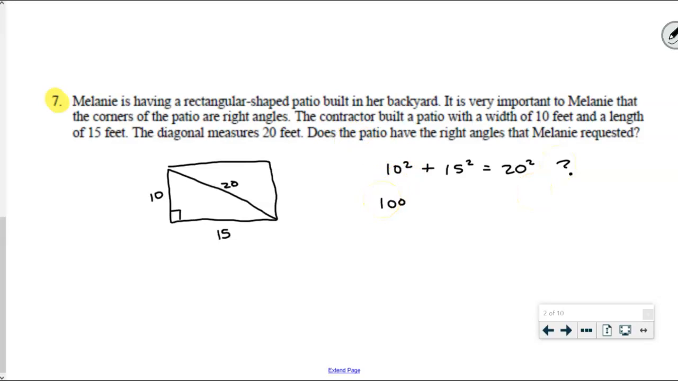10 squared is 100, 15 squared is 225, and 20 squared is 400. Again, I'm asking the question, is this equal instead of saying it is equal. 100 plus 225 is equal to 325. Is 325 equal to 400? No, this is false. So, if the Pythagorean theorem works for every right triangle and it's not working here, is this a right triangle? No, this is not a right angle.